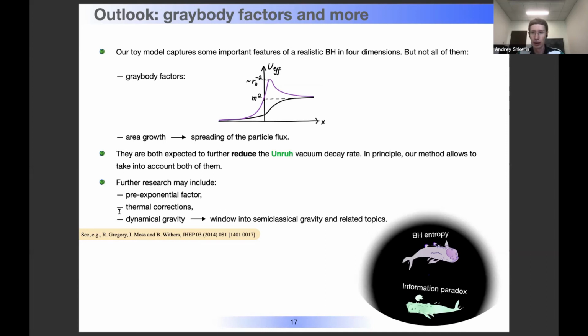And finally, perhaps the most ambitious goal is to take into account dynamical gravity, to switch on the back reaction of vacuum decay on gravity, to allow for the gravitational background itself to interpolate. Presumably, this would give us new insights into semi-classical gravity and non-perturbative gravity, since all the standard solutions are by construction non-perturbative, and maybe we could get some new glimpse into other related topics, such as black hole entropy or the information paradox.